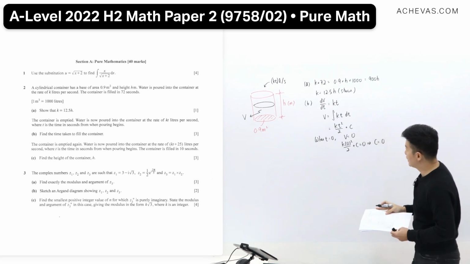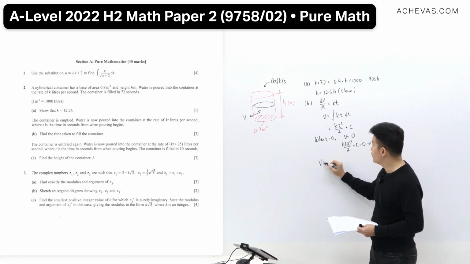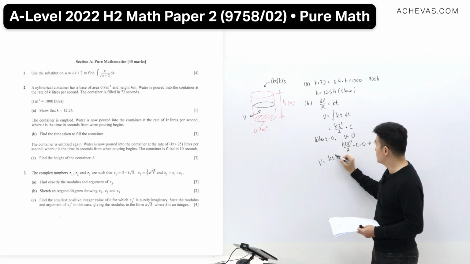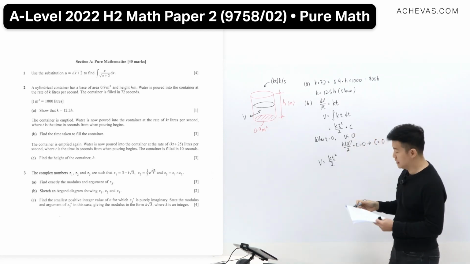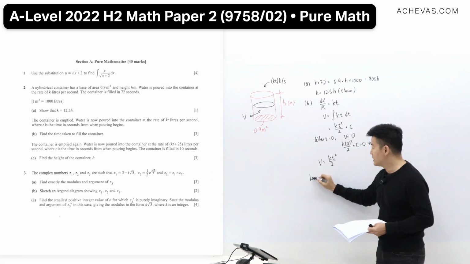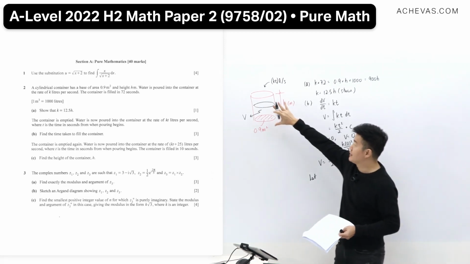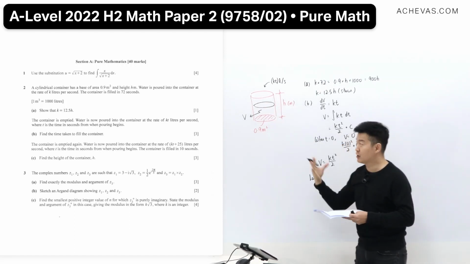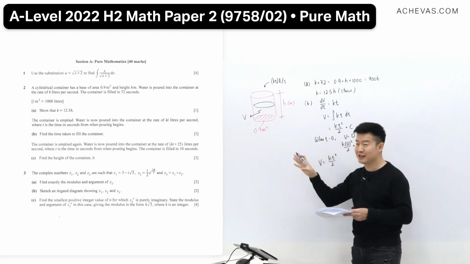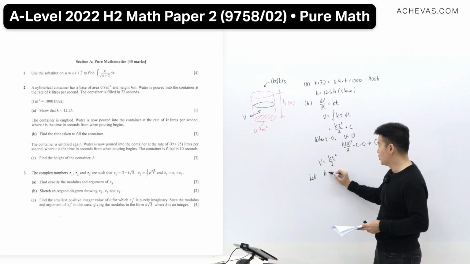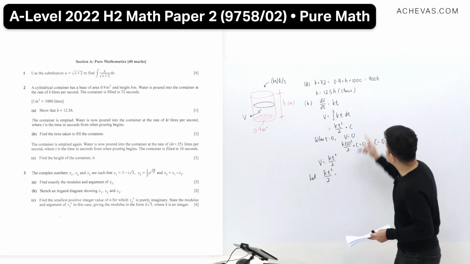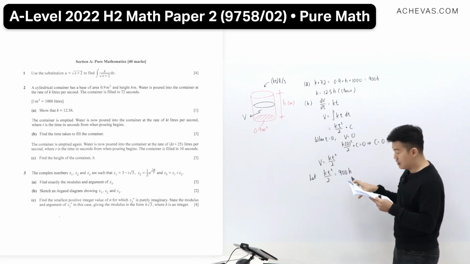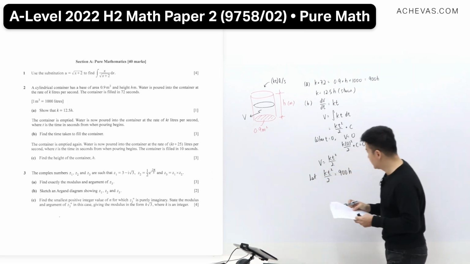This tells us that C is actually just going to be 0, which means that the volume is going to be kT squared over 2 plus 0. It is going to be this. And we are going to let this volume be the total capacity of the container, so that the container is going to be totally filled with water. So we're going to let the container be totally filled with water by letting this be equal to 900H. And we are supposed to find the time that is taken.